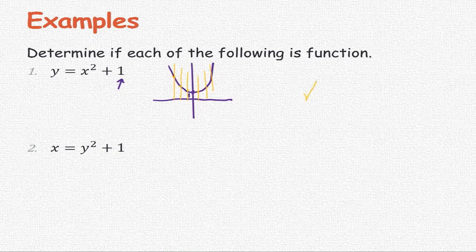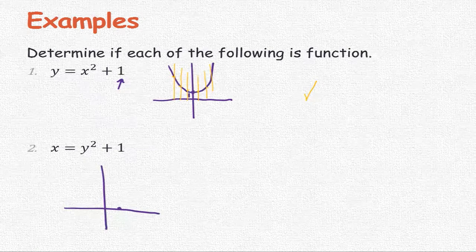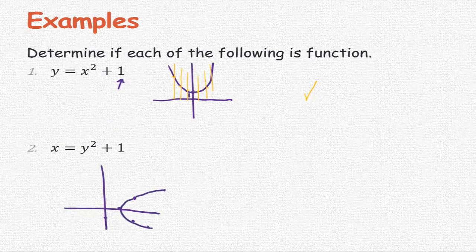For the second one, x equals y squared plus 1 is a parabola as well, but it opens the other way. When y equals 0, x equals 1. If y is 1, x equals 2. If x is 0, there is no graph, so it opens the other way like this.